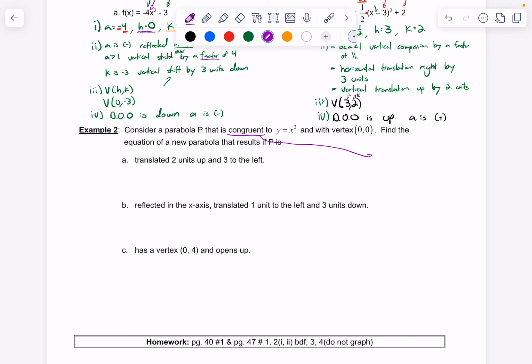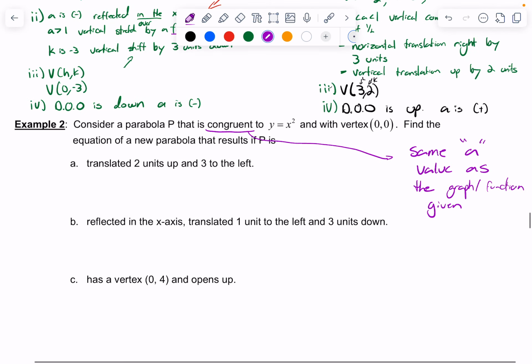So congruent is the same a value as whatever one is comparing to, as the one you're given, as the function or the graph given. So in this case, being congruent to this, this is the given one. That's our given. So when I'm looking at congruent, I'm looking at the a value. Well, in this case, that means the a value here is 1.